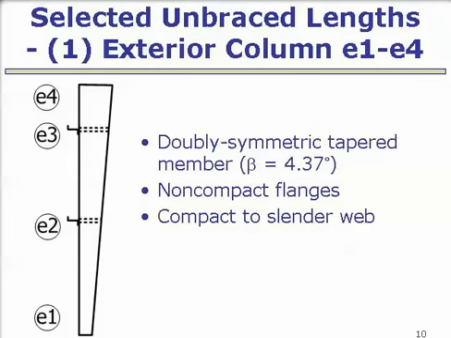First one is the exterior column member. It's from E1 to E4. This column is a doubly symmetric tapered member with the taper angle beta equal to 4.37 degrees. It has non-compact flanges, and the web is compact at the bottom and slender at the top.